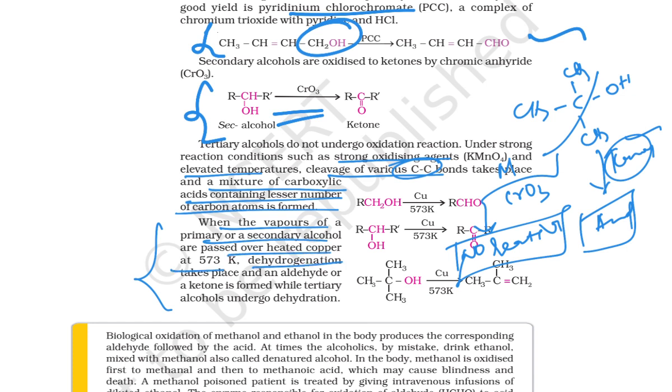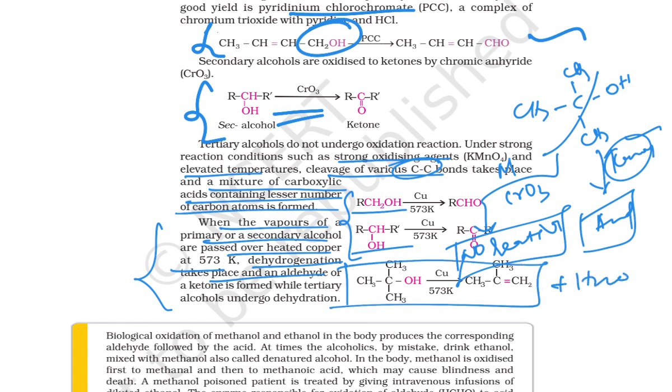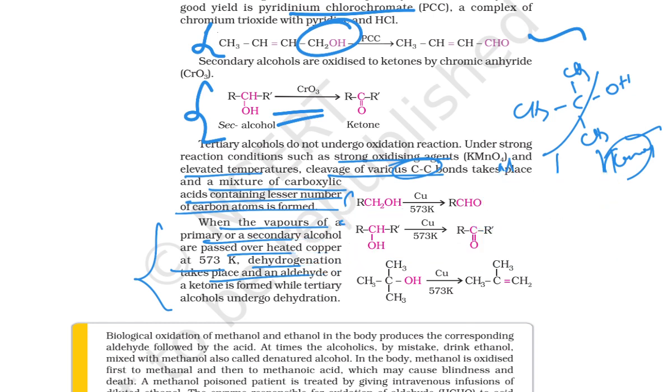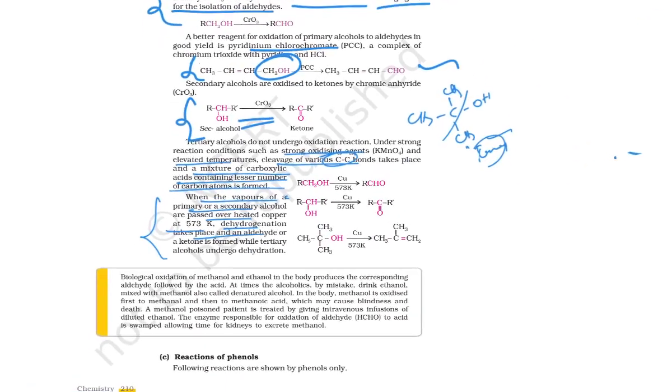when vapors of the primary or secondary alcohol are passed through heated copper at 573 Kelvin, dehydrogenation takes place, okay. So dehydrogenation takes place in case of primary and secondary alcohol, but in case of tertiary alcohol, there is a removal of water molecule, okay. So this product is isobutylene. So dehydration is possible, okay. Tertiary alcohol undergoes dehydration, but in case of secondary and primary alcohol, they undergo dehydrogenation. Clear, right? Okay.